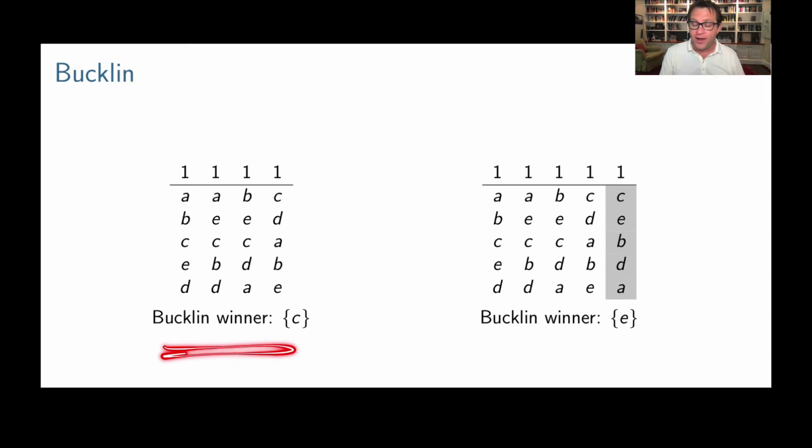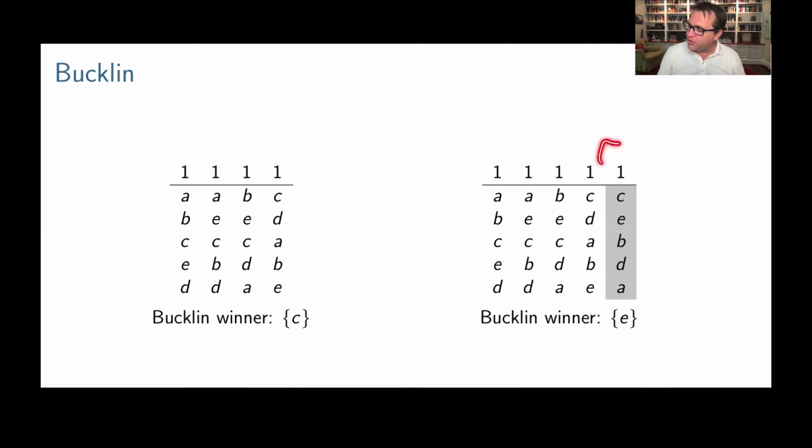Now, in this profile right here, the Buckland winner is C. There are no first level majority winners, there are no second level majority winners, but there are third level majority winners. Candidate C has everybody rank them either first, second, or third. Candidate A is also a third level majority winner. But more people rank candidate C in position 1, 2, or 3 than candidate A in position 1, 2, or 3. So that's why C is the unique Buckland winner.